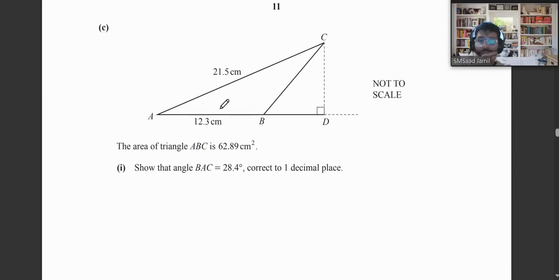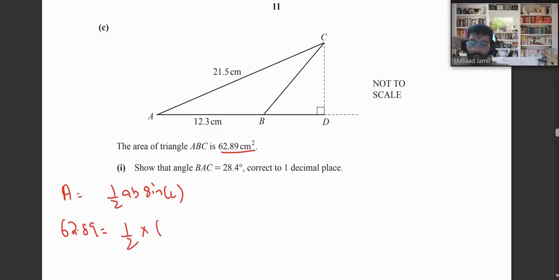Moving on to the next question, it says the area of triangle ABC is given. Show that BAC is 28.4. So look guys, we will use the formula of half AB sine C. So area is equals to half AB sine C. So area is already given, 62.89. 62.89 is equals to half multiplied by A, which is 21.5, multiplied by B, which is 12.3, sine C. That we don't know.